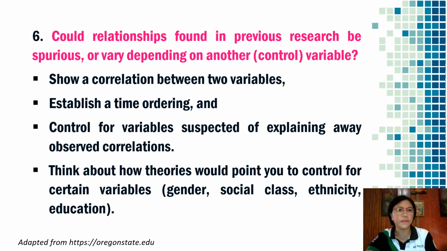The sixth is, could relationships found in previous research be spurious or vary depending on another or a control variable? We have to show a correlation between the two variables. We have to establish a time ordering, and control for variables suspected of explaining away observed correlations. We have to think about how theories would point you to control for certain variables such as gender, social class, ethnicity, and education.